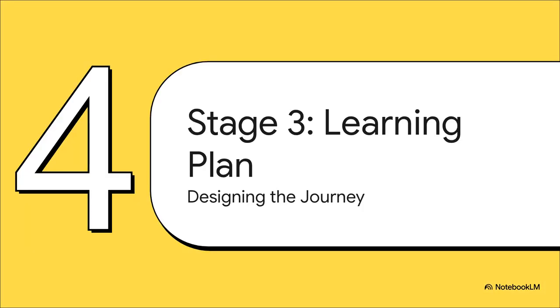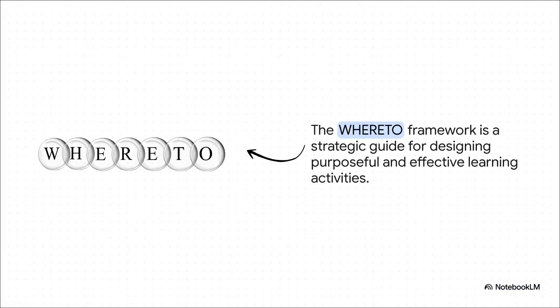All right, and that brings us to the final piece of the puzzle, Stage 3. We've got our destination from Stage 1. We know what proof of arrival looks like from Stage 2, so now, and only now, do we actually plan the day-to-day learning experiences. We design the journey itself. Now, to make sure this journey is actually effective, Wiggins and McTighe came up with this really helpful acronym, WHERETO. It's a way to make sure you're not just throwing random activities at students, but that every part of the lesson is strategically designed to get them to that end goal.